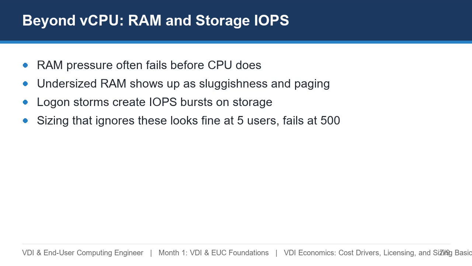vCPU-to-user ratio is the number people quote first, but it's not the only constraint. RAM pressure under concurrent sessions often fails before CPU utilization looks alarming, showing up as sluggishness and paging. And logon storms, many users signing in around the same time, each mounting a profile container and launching apps, create a burst of storage read and write operations that a poorly sized storage tier simply cannot sustain. A sizing exercise that ignores RAM headroom and storage IOPS looks fine with 5 test users and falls over in production with 500.